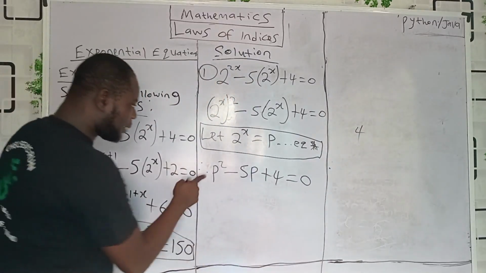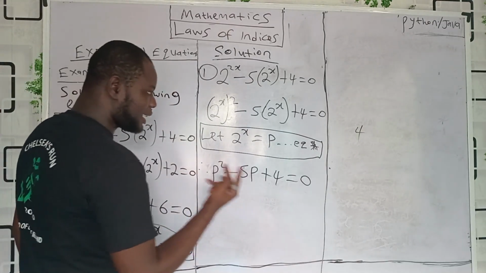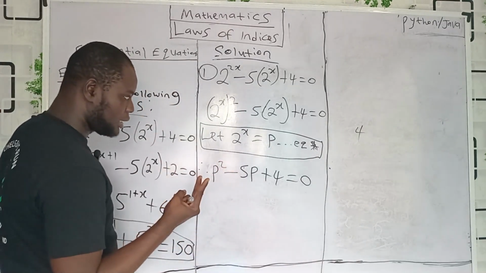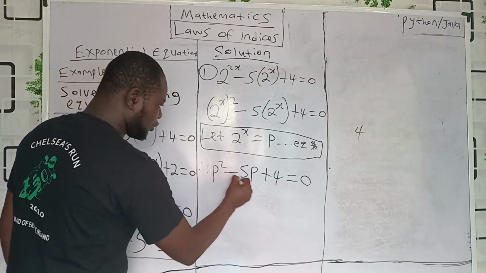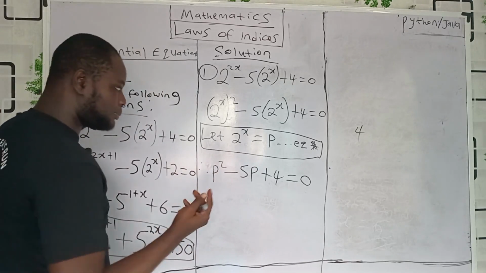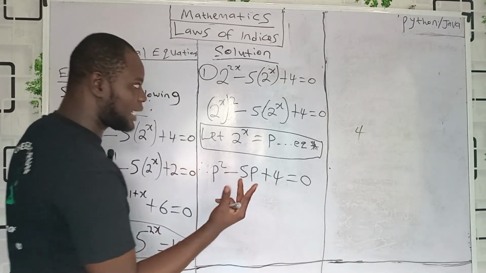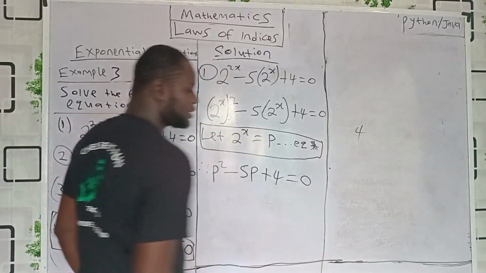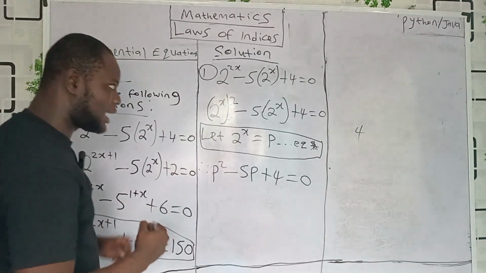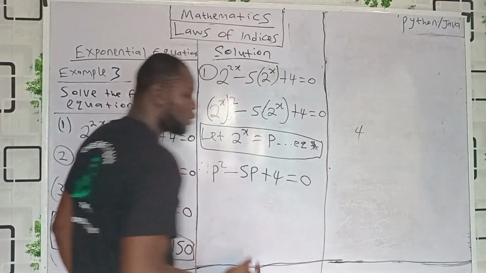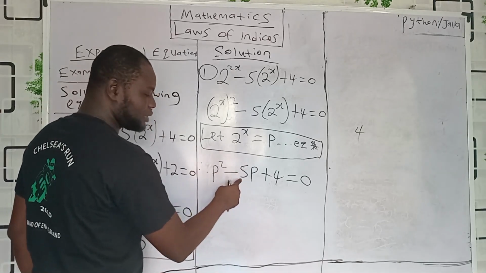Now, after multiplying the coefficients 1 and 4 together, you will ask, what are the values that multiply together and add to give me minus 5, which is the coefficient of p? When I add them together, I will get minus 5. When I multiply them together, I will get positive 4.